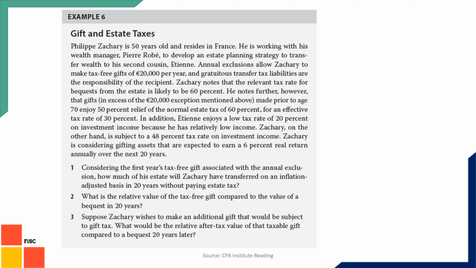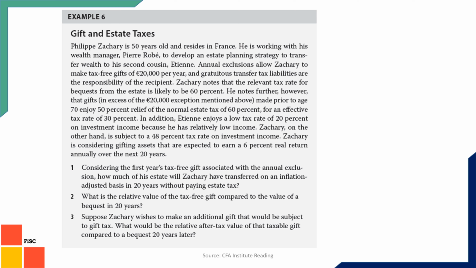Now we will look at an example. This is an example of a French resident, 50-year-old Philip Zachary. He wants to transfer his assets, a 20,000 euro gift per year, to his brother Etienne. Philip has a 60% tax rate because he is a very wealthy person, whereas his brother Etienne has only a 48% tax rate because he is a lower income person. Philip is expected to live for the next 20 years. He is considering gifting the assets for the next 20 years. That's one thing which we have to understand.